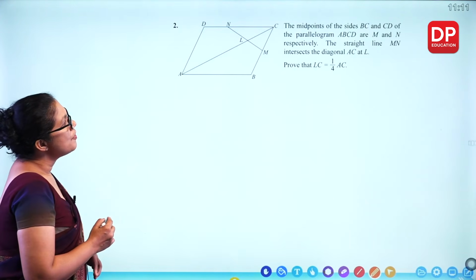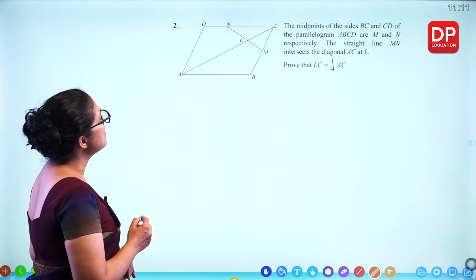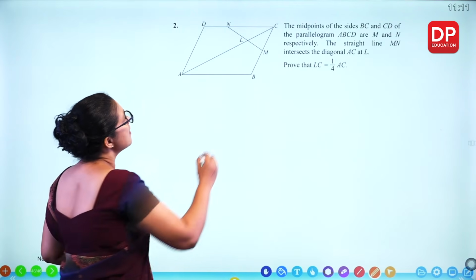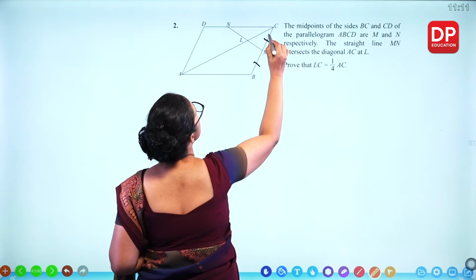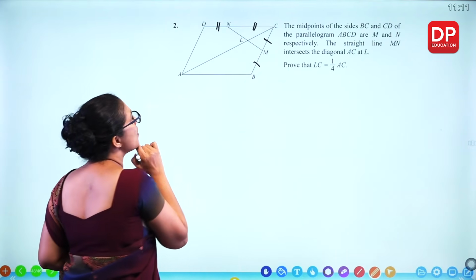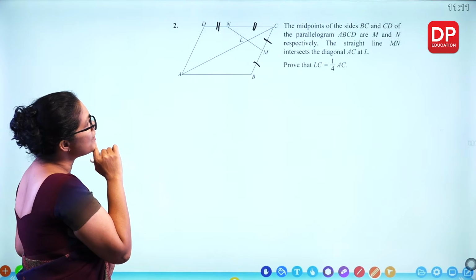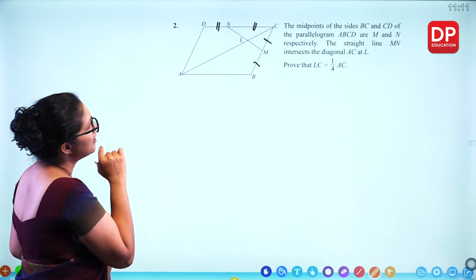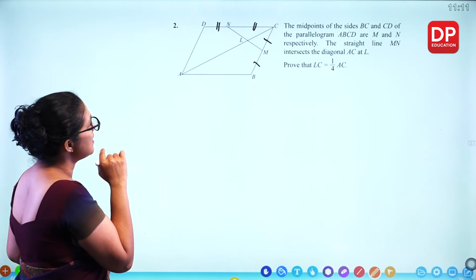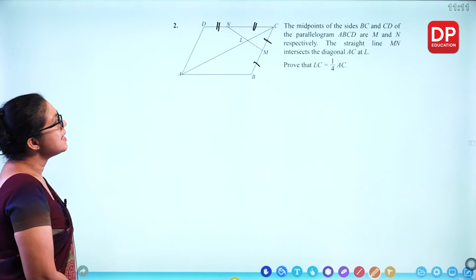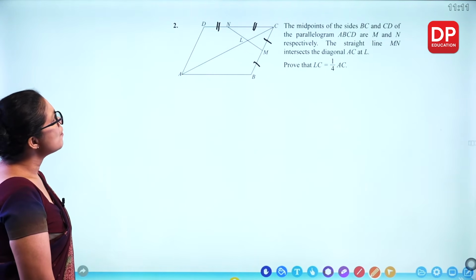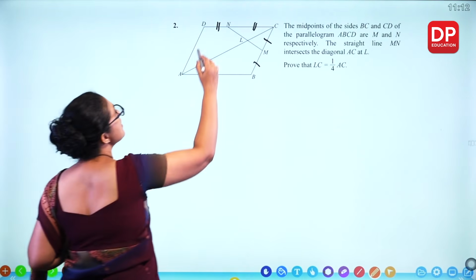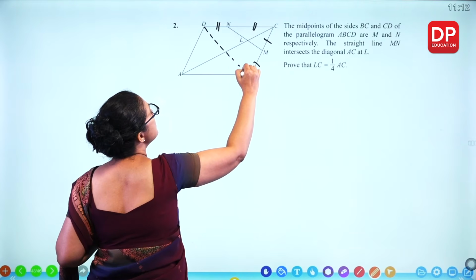Question number 2. The midpoints of the sides BC and CD are M and N. This length is equal to this one. This side is equal to this one. The straight line MN intersects the diagonal AC at L. Prove that LC is equal to 1/4 of AC. I'll connect this diagonal BD.